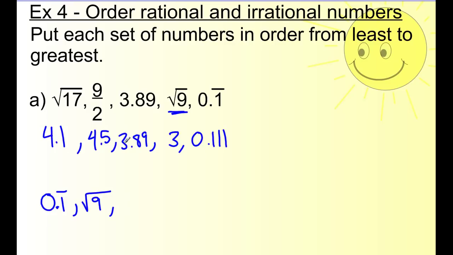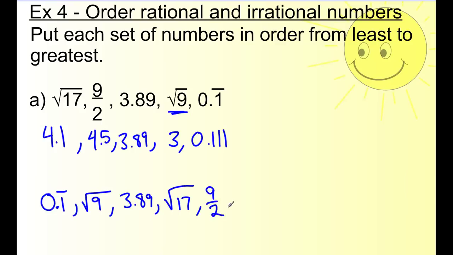4, 4, 3. The 3 is going to be smaller. 3.89. Now, 4.1 or 4.5. Well, if you're going for the smaller one, it's got to be the 4.1. And the 4.1 came from the square root of 17. And the 4.5 came from 9 over 2.